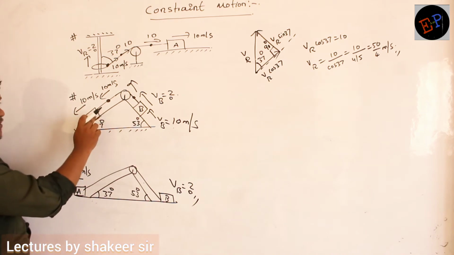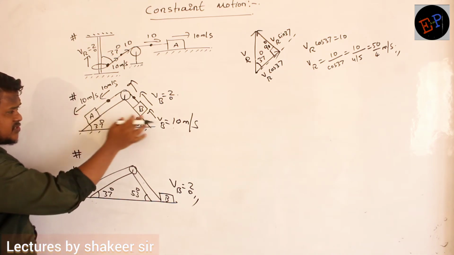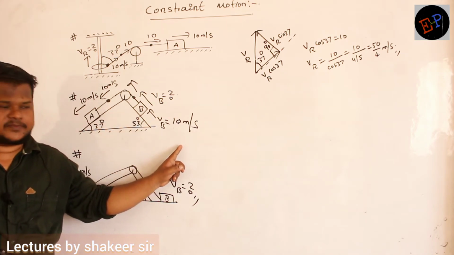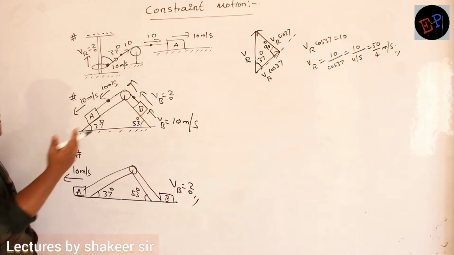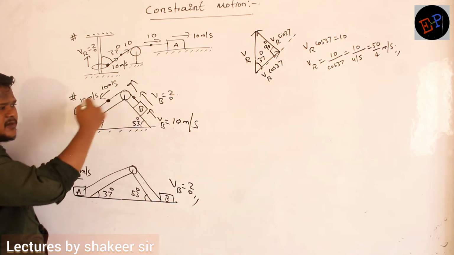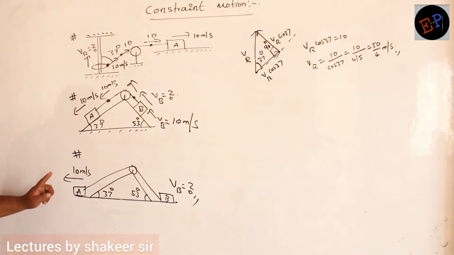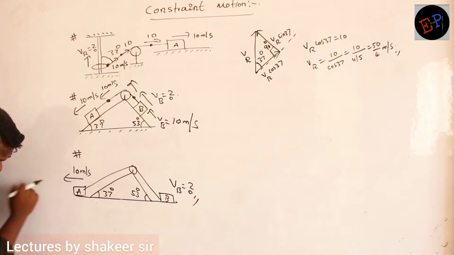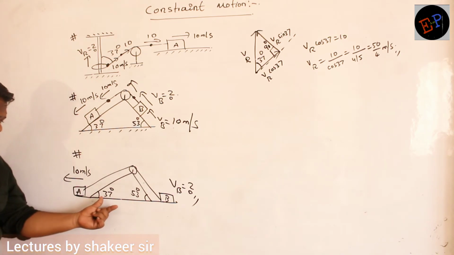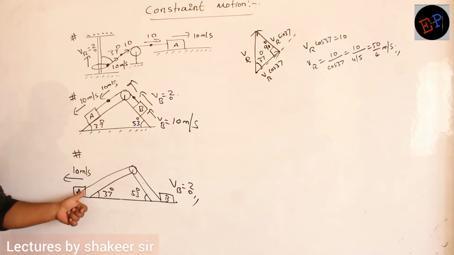See, here in this condition, the blocks are present on the wedge. And there is no angle between the rope and the block. They are present in a straight line, so all velocities will be equal. But if you see this condition, the velocity of block A is in this direction, but the rope will move in this direction. The rope will move at an angle of 37 degrees, but the block will move horizontally. Are you able to understand?